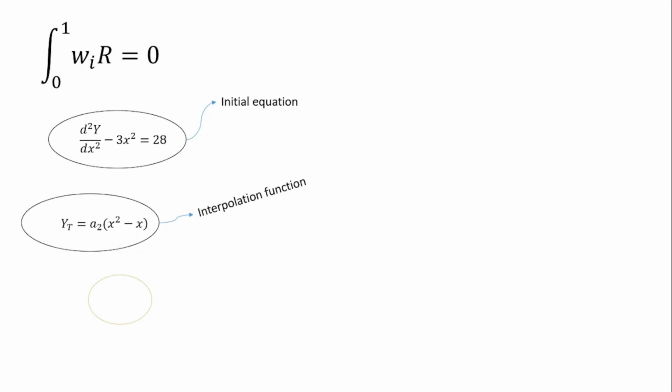And if this is our interpolation function, we can easily get our weights. The weight, wi, could be 1, 2, 3, 4, 5, as many weights as you have constants left in the equation. For this case, we have just one constant left, that's a2. So whatever is multiplying that constant, we call it weight. So for this case, we have x squared minus x as the weight, because that is what is multiplying the constant a2. X squared minus x is our weight.